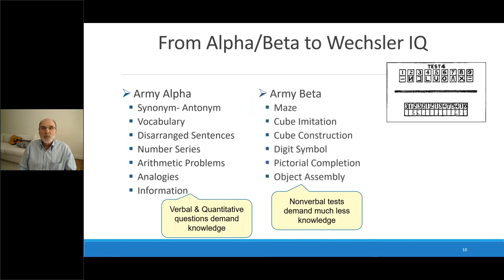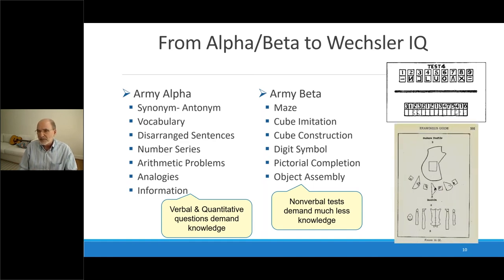So what we had was an Army Alpha. This was all the vocabulary kind of stuff. And what we had was the Army Beta, which you could call nonverbal, like mazes or coding or object assembly.